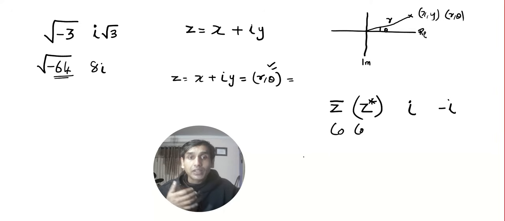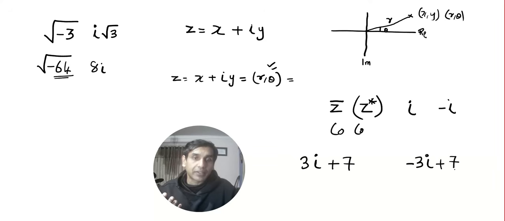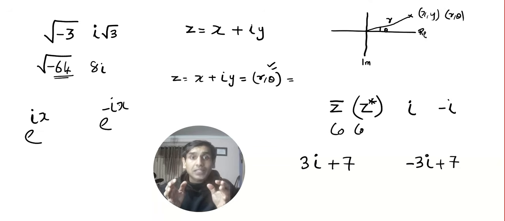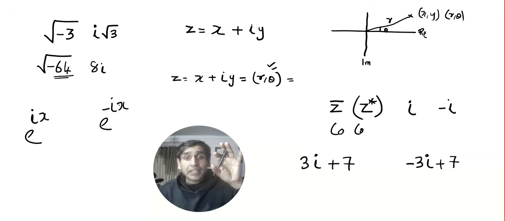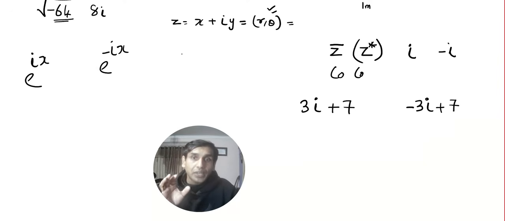So if I want the complex conjugate of 3i plus 7, all I have to do is write minus 3i plus 7. If I want the complex conjugate of e to the power ix, all I have to do is write e to the power minus ix. So complex conjugate means you replace i with minus i or minus i with i. Just change the sign.